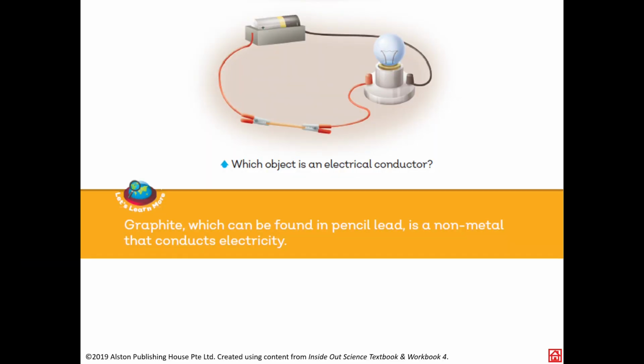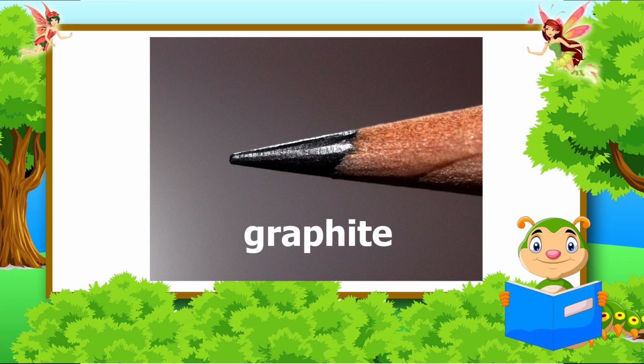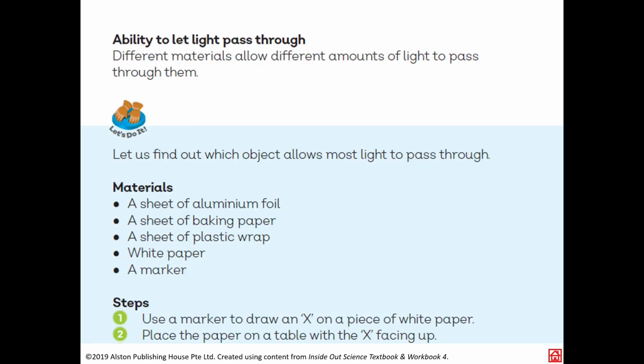There is a non-metal that conducts electricity. Very well. It is known as graphite, which can be found in pencil leads. So not all metals are good electrical conductors, but there is a non-metal that can conduct electricity, and that is graphite. The next property of material is the ability to let light pass through.